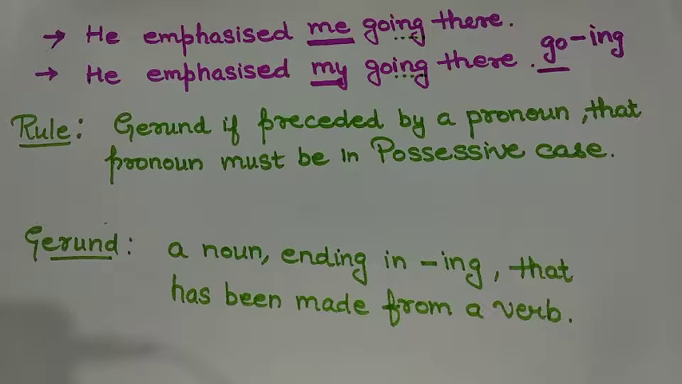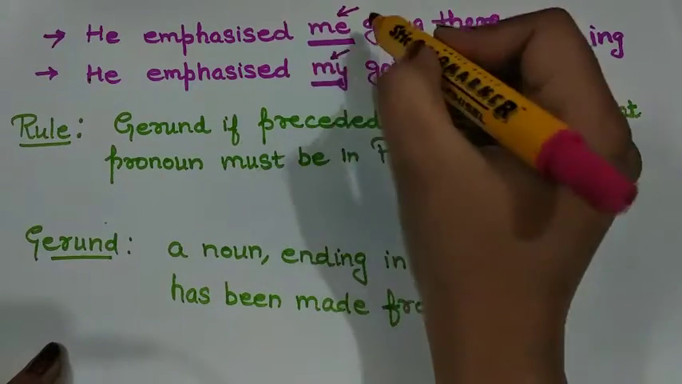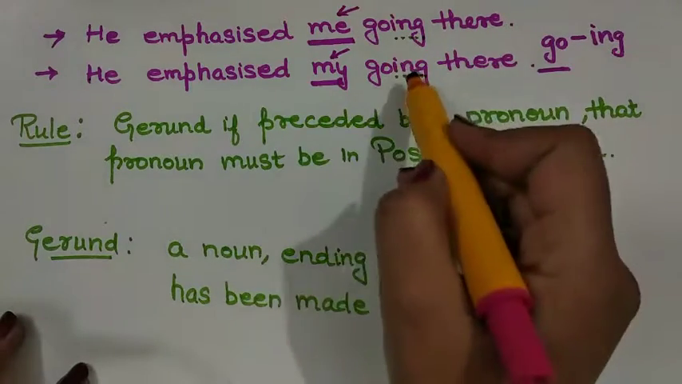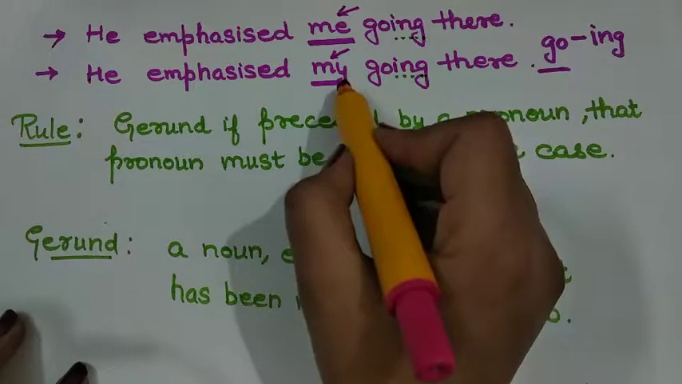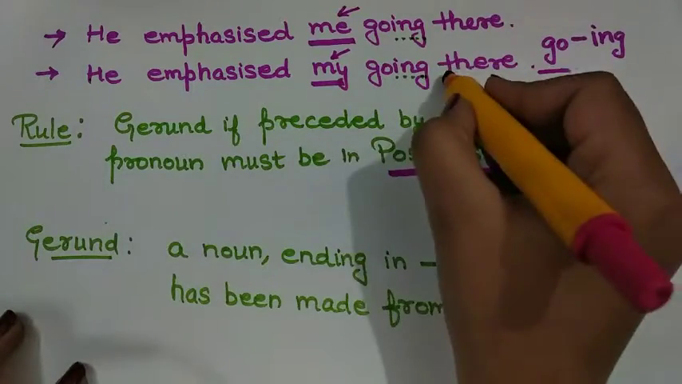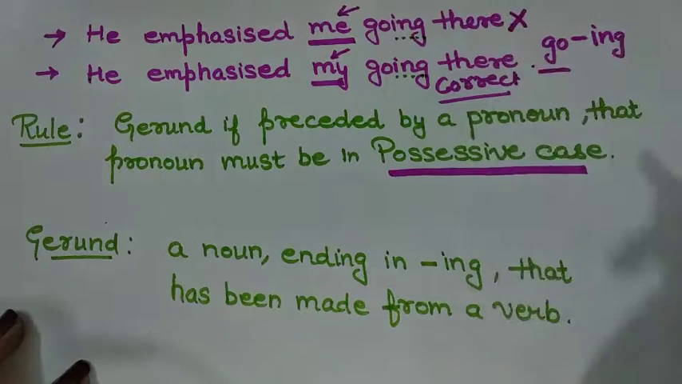The rule says if a gerund is preceded by a pronoun, that pronoun must be in the possessive case. Can you see this me and my? Me is a pronoun, but it is not in the possessive case. Going is a gerund, and if I have to use a pronoun before it, it should be in the possessive case. So the correct sentence is the second one, and this one is the wrong one.